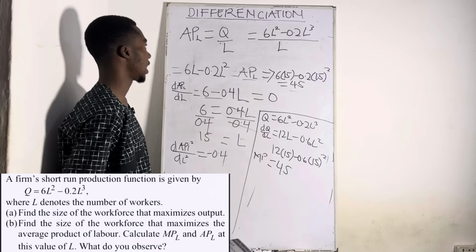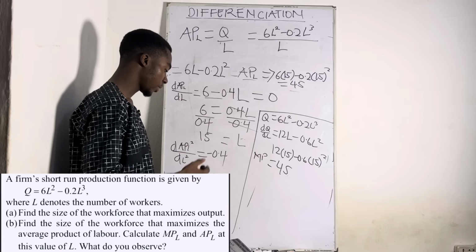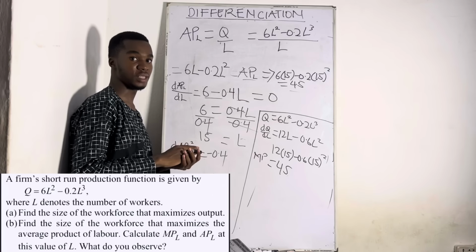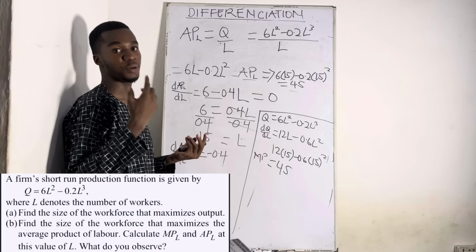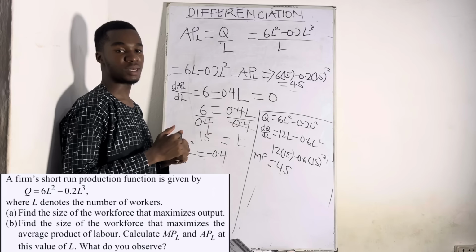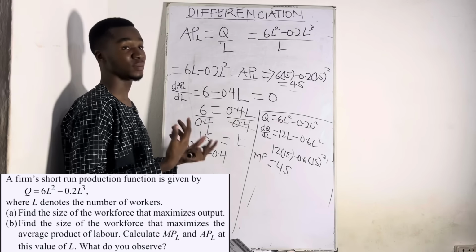If you are given a question like this, just put it in your head: it's all about differentiation. For the first part, find the size of the workforce that maximizes output. You first differentiate for the first time, then you equate it to 0. Whatever positive value you get is the point that either minimizes or maximizes output. If you want to know whether it really maximizes output, you differentiate for the second time. If you are getting a negative, then it means that it maximizes output.